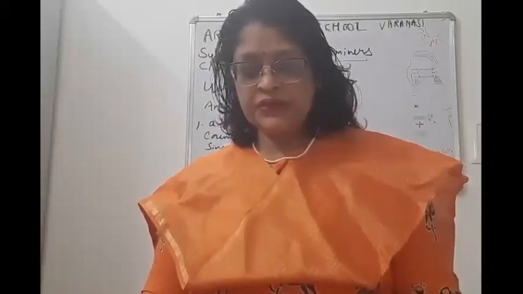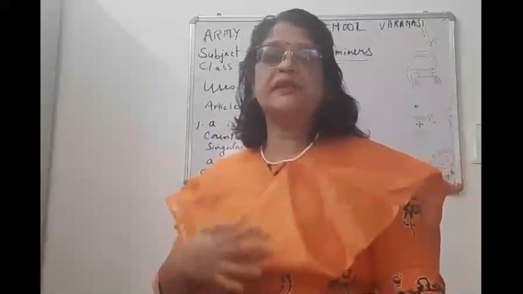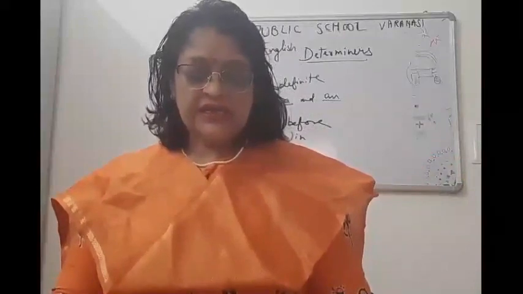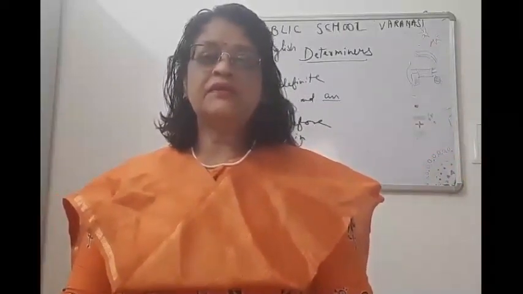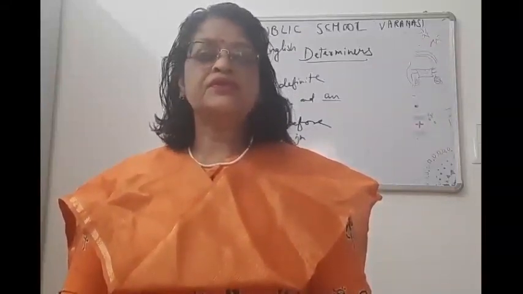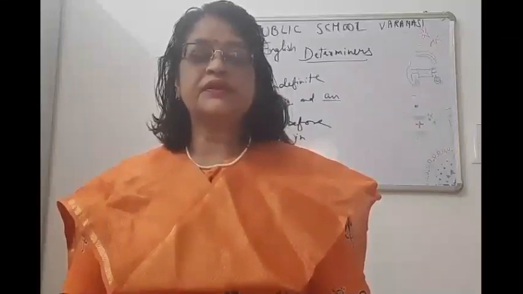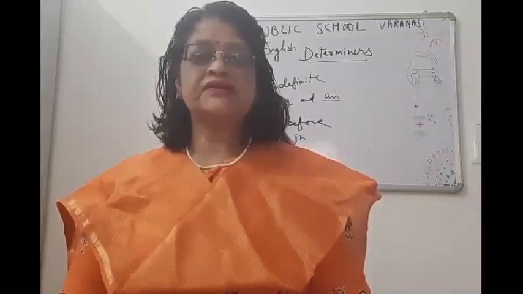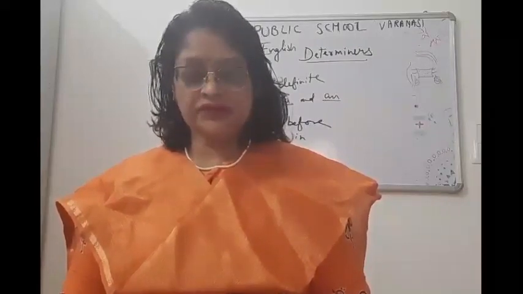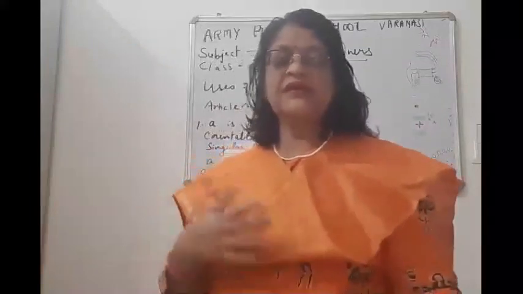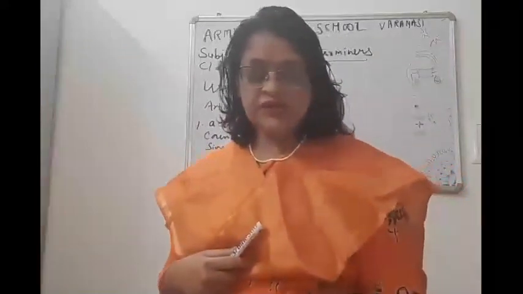Children, we use a before a countable noun in the singular number beginning with a consonant sound. Sound plays an important role in the use of a or an. So a is put before a countable noun in the singular number beginning with a consonant sound. As I told earlier, there are two types of sound: the vowel sound and the sounds which start with a consonant letter. So a is used with words having a consonant sound.